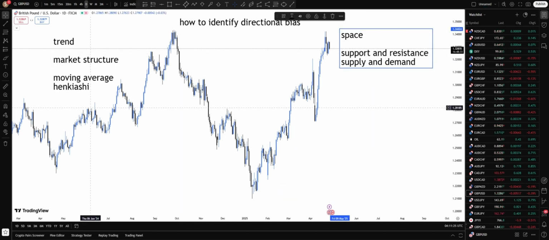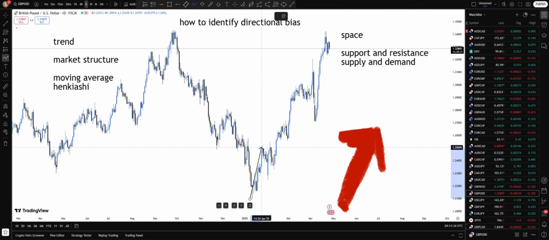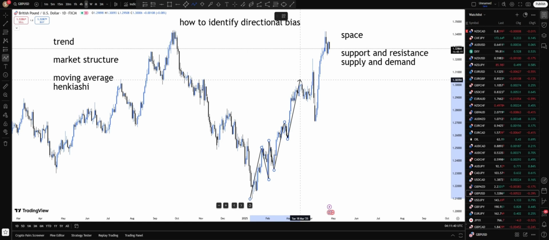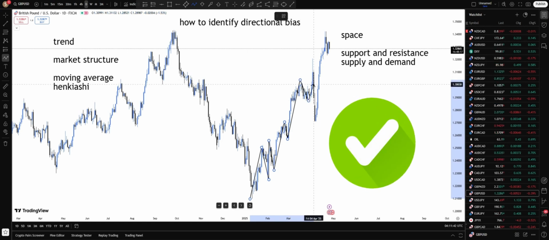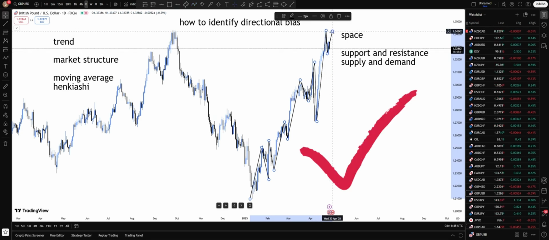For example, the trend we have is market structure, which is something like this. If the market is going higher, creating higher highs and higher lows, that means the market is going upward. So we are only looking for buy trades. Now this helps us most of the time to be right in our directions when taking trades.